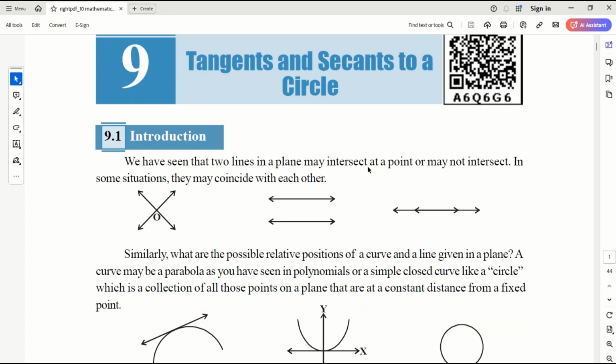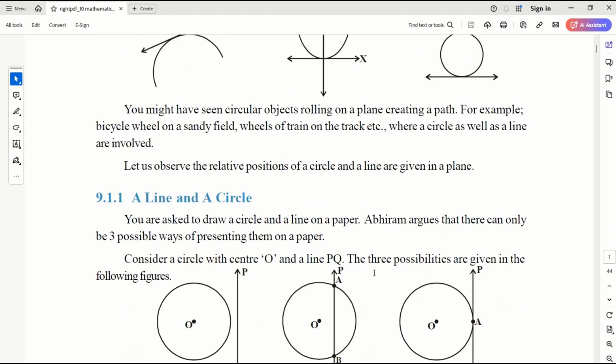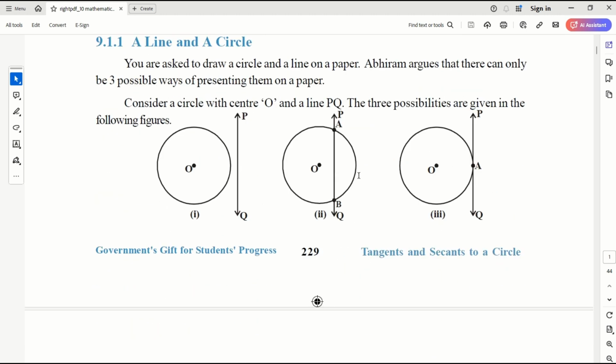We have seen before in the two line equations, two lines can either intersect each other, they can be parallel or they can be coincident. So what if one of the line is a curve? Then what are the options you have? If you have a curve and a line, or a circle and a line, basically a curve is a part of the circle, right?